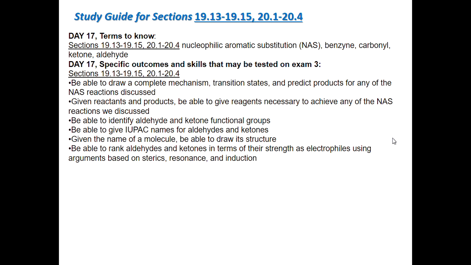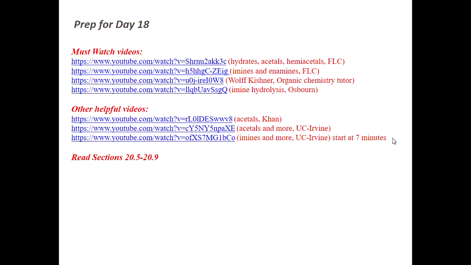And next Monday, when we continue chapter 20, we will focus on more strategies for looking at some specific examples, more specific examples of nucleophiles attacking carbonyls and the reactions and variety involved in that.